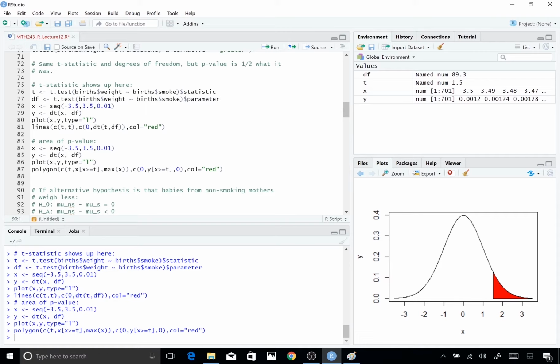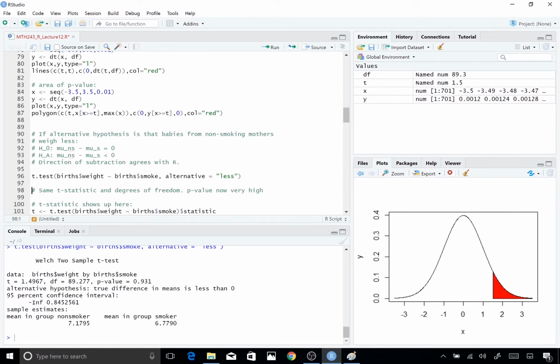If our alternative hypothesis was that the non-smoking group weighs less, then again, we'd have the same t statistic, same degrees of freedom, but now the p-value is based solely on t statistics that are behind what we got, because what counts as more extreme than what we got depends on the alternative hypothesis.